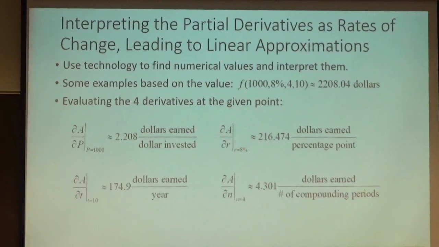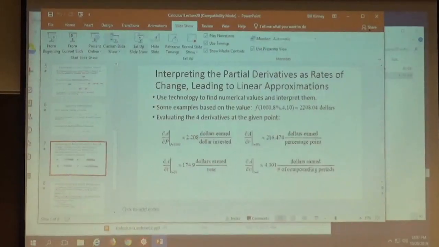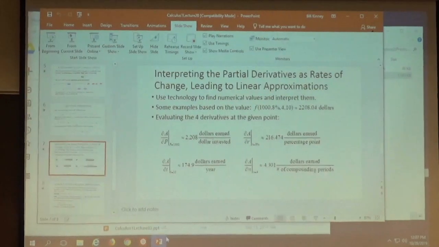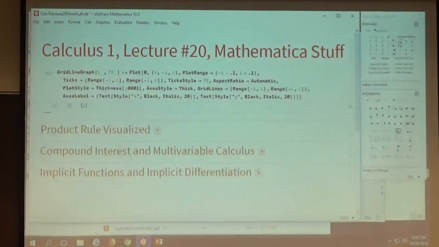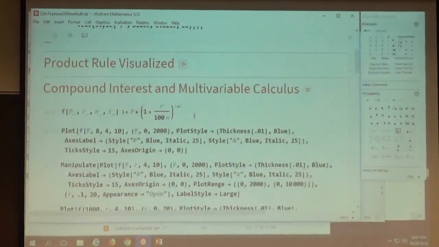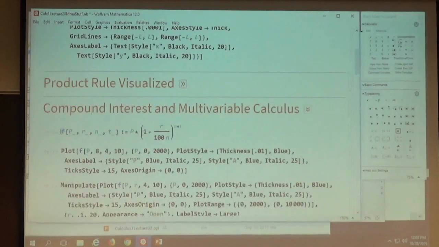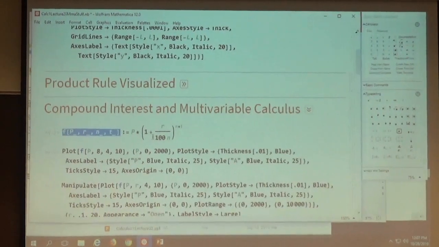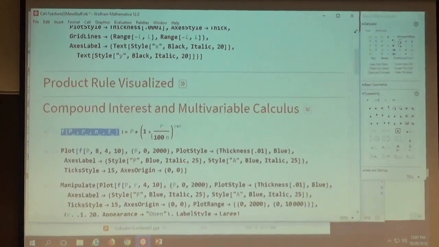I'll go ahead and show you how I use Mathematica here. On project 2, which is going to be due later in the semester, I'm not sure what day yet, you might need to use multivariable calculus functions in Mathematica, like I'm showing you here. Here's the formula. Notice f is a function of p, r, n, and t. I need to put them all in there with underscores for all of them when I define the function.